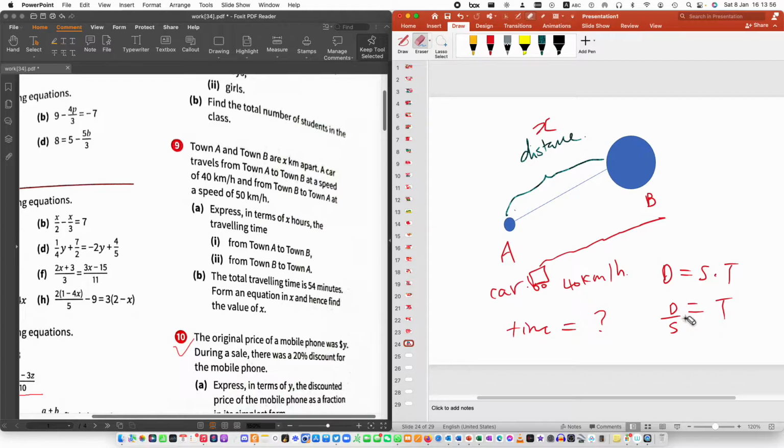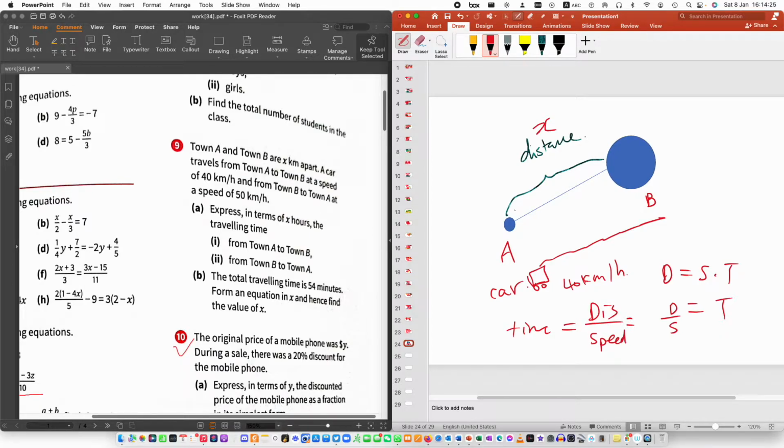Repeat 3 times to yourself. Time is equal to distance over speed. Time is equal to distance over speed. Time is equal to distance over speed. Very good. So now the question wants you to find the time. Time is distance over speed, right?